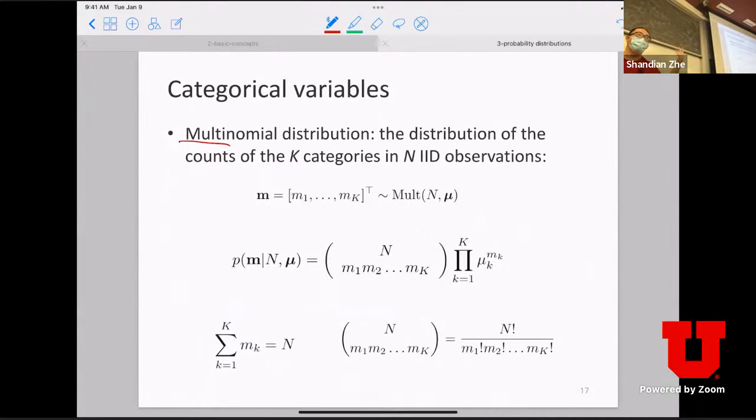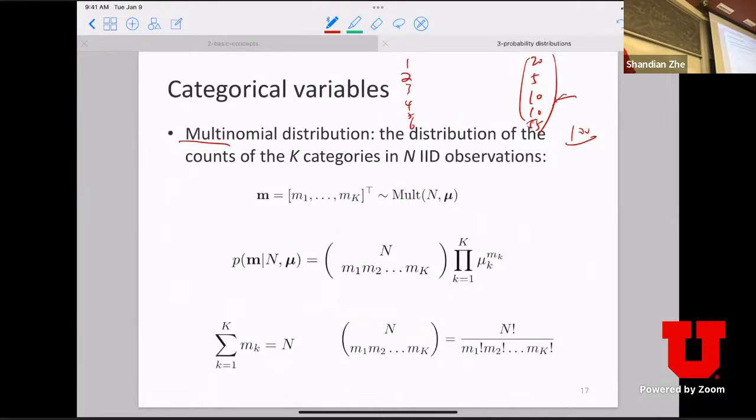Like suppose you're gambling and you roll a die. You have 6 possible outcomes, 6 categories: 1, 2, 3, 4, 5, 6. If you do it 100 times, we would like to know how often you're going to have each point. For example, it might be 20, 5, 10, 10, 100. Okay, the remaining should be 55, if I'm not wrong, because the summation must be 100.